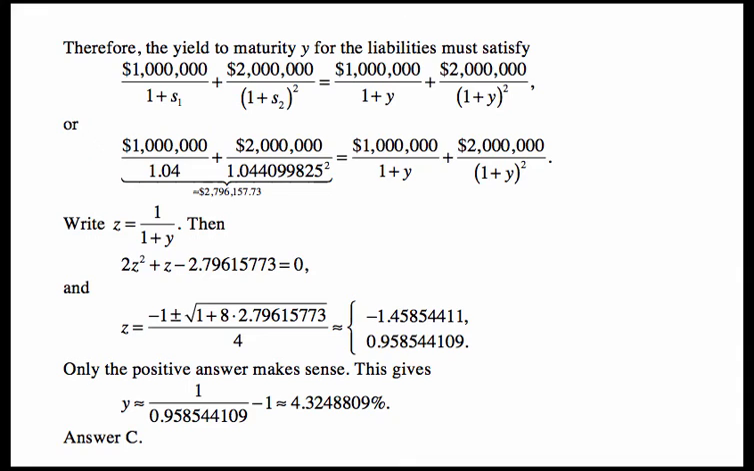Now, since z is equal to 1 over (1 plus y), we can see that if we take 1 over z and subtract 1, that will be y. So we do this calculation, we get it to be 4.32488809%. That's answer C, and that's a complete solution. And I hope that you have learned the relationship between the spot rates and the yield in this. That's the crucial message of this problem.